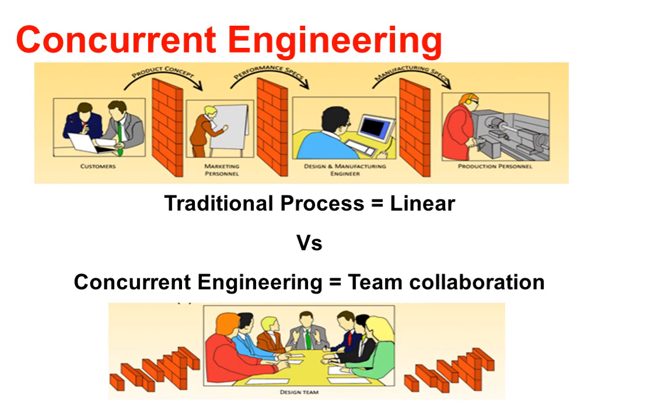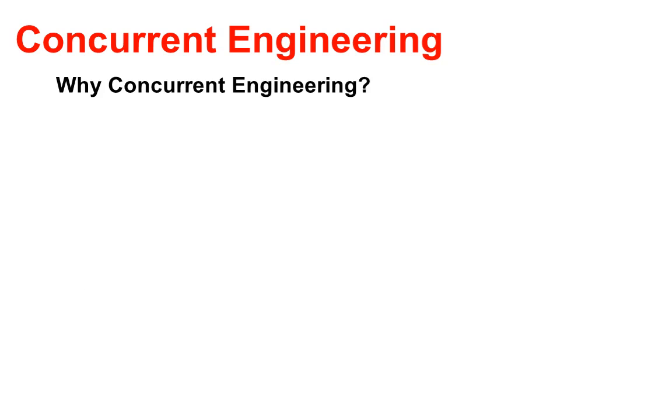But look at the diagram where the concurrent engineering concept is given, which is a team concept. All the heads sit together, like marketing personnel and design department and then production department. They sit together and decide on the product design and the way it is to be manufactured. And this is called concurrent engineering, when all the activities take place simultaneously.